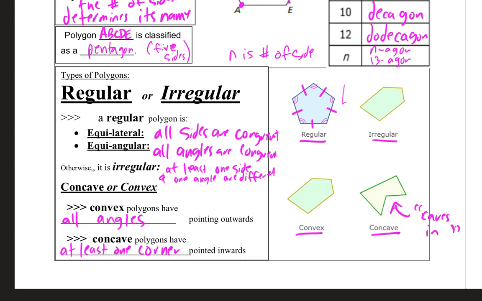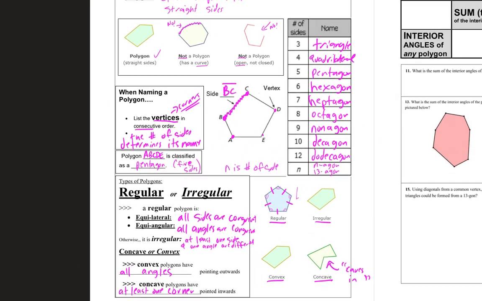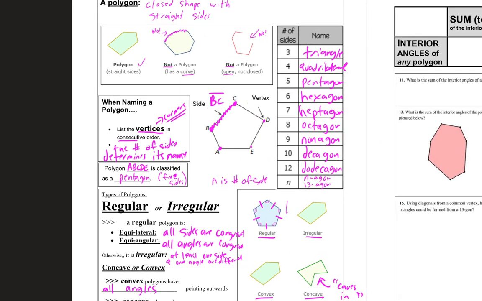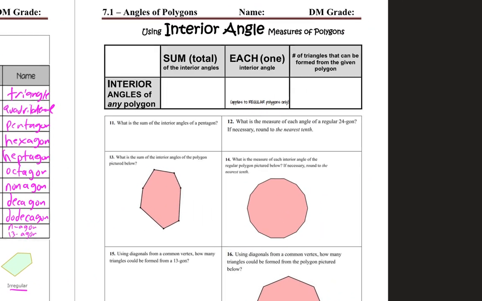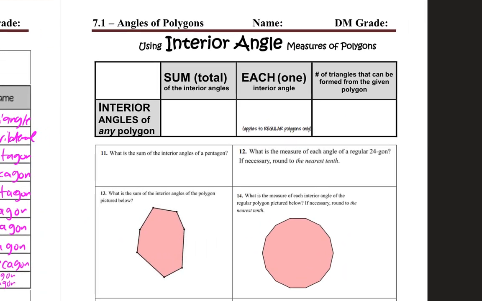All right, so the first thing you need to do is go ahead and do your practice on Delta Math, where we identify these polygons. Once you've done that, let's move on to the next page. Let's take a look at this next page right over here. Now let's talk about the interior measures of a polygon.